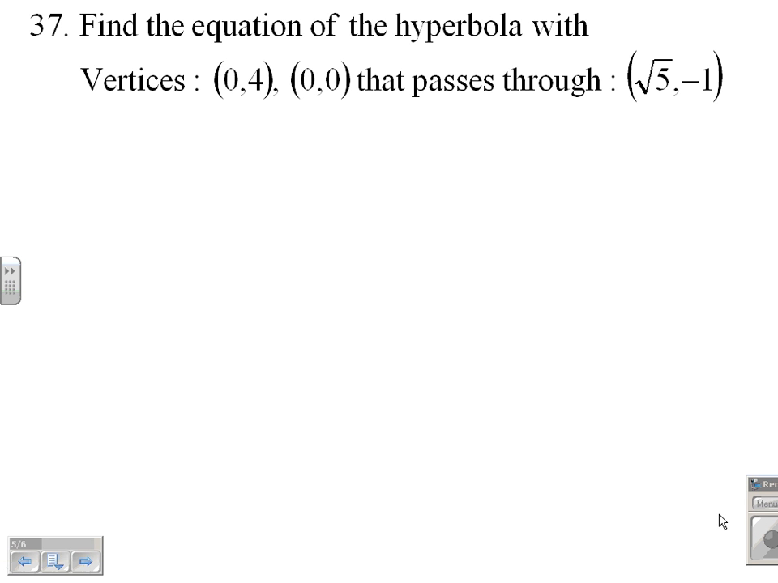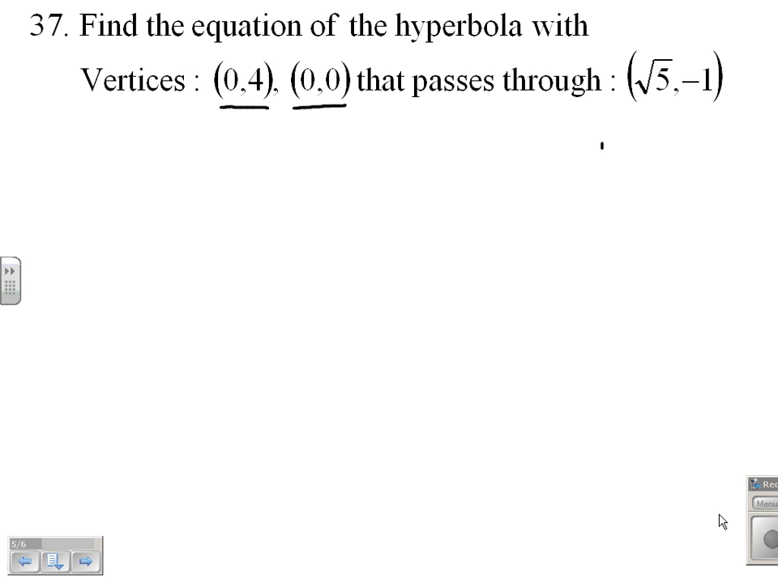Okay, we're to find the equation of the hyperbola that has vertices (0, 4) and (0, 0), and passes through (√5, -1). I would find a graph to be really helpful for this, so we're going to go ahead and sketch this. It's really surprising how many times really strong math students get so involved with the hyperbola stuff that we don't take care of the basic things that we should be very, very good at, such as plotting those points (0, 0) and (0, 4).